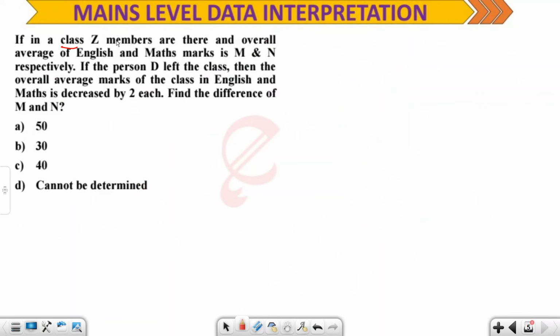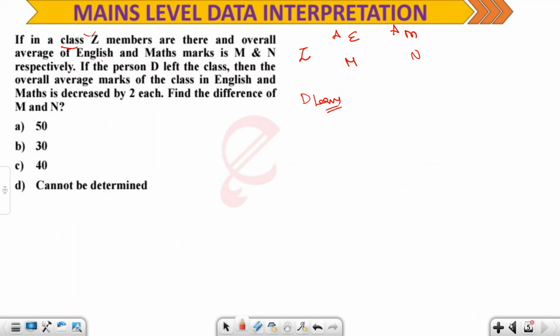If in a class Z members are there. Okay, so in a class, how many members are there? Z members are there. And the overall average of English and Maths is M and N. Okay, so overall average of English and Maths, okay, average of English, average of Maths is M and N. If the person D left the class, okay, now what happens? Person D left the class, then overall marks of the class in English and Maths is decreased by 2.